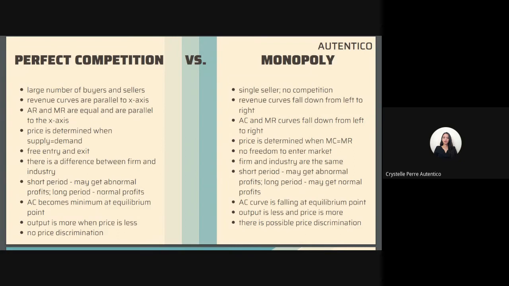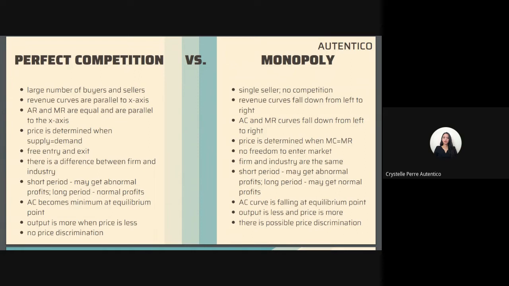Eighth, another difference is that under perfect competition, AC becomes minimum at equilibrium point, while the AC curve under monopoly is falling at equilibrium point. And second to the last, companies produce more output when price is less, while in monopoly, output is less and price is more. So we have to remember here that monopolist firms are price makers, so they can decide how much a commodity is worth.